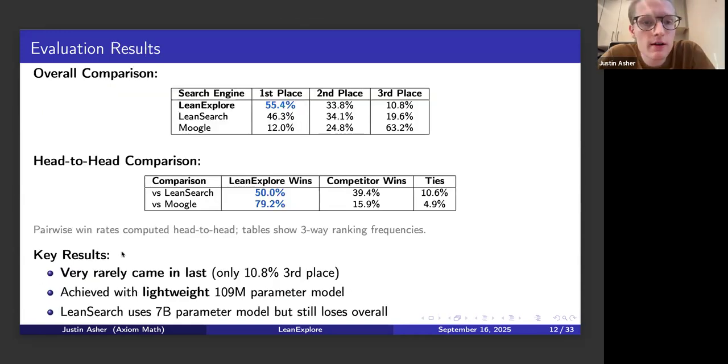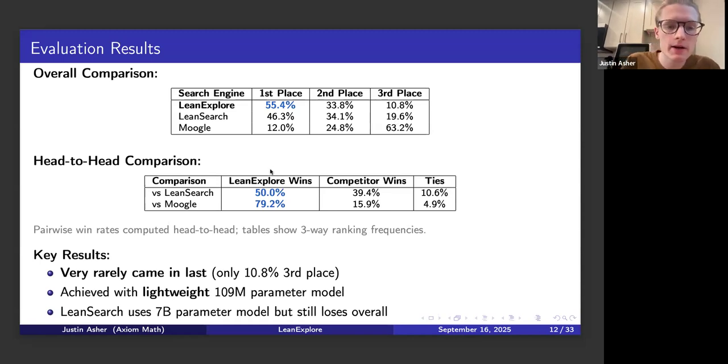Out of the results, I found that 55% of the time LeanExplore came in first place, so it outscored LeanSearch and Moogle. And it came in third place only 10% of the time, which I was really happy about, because that meant that if you're trying to find something in Lean, out of all the search engines, you were least likely to have the worst search experience. In fact, that was half the percentage of the time that LeanExplore came in third place. I think this is quite important.